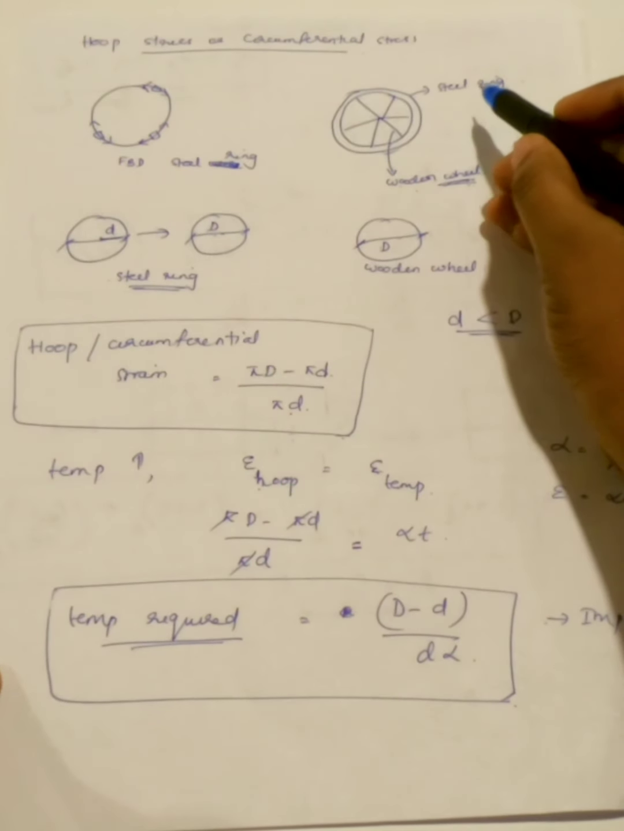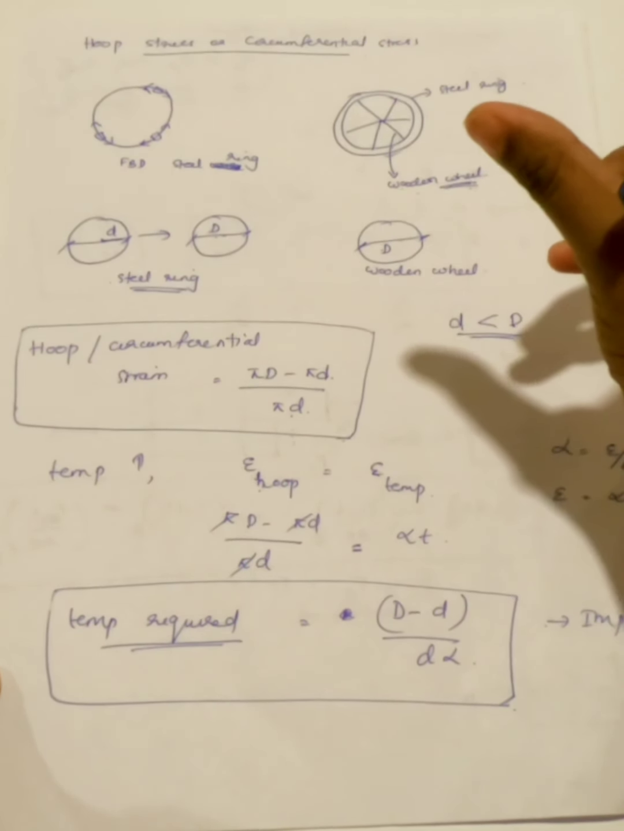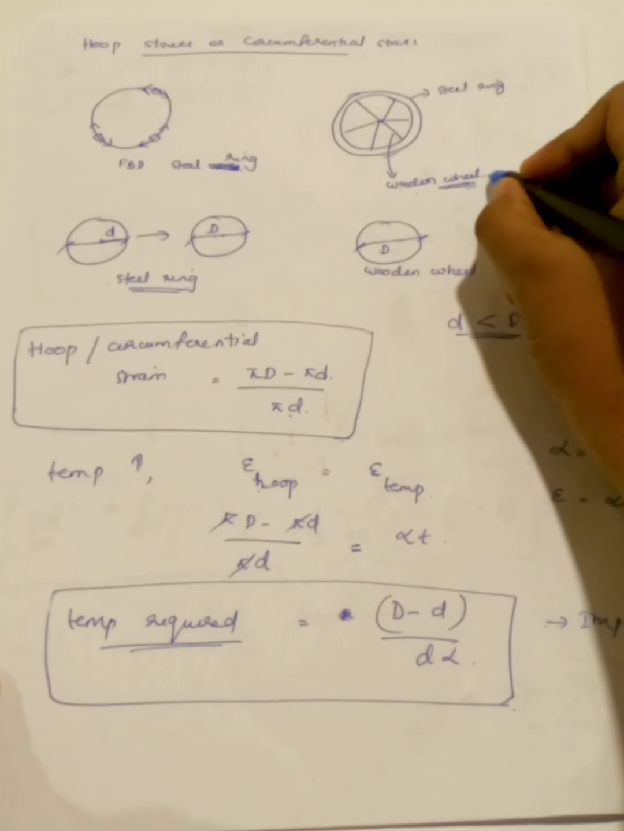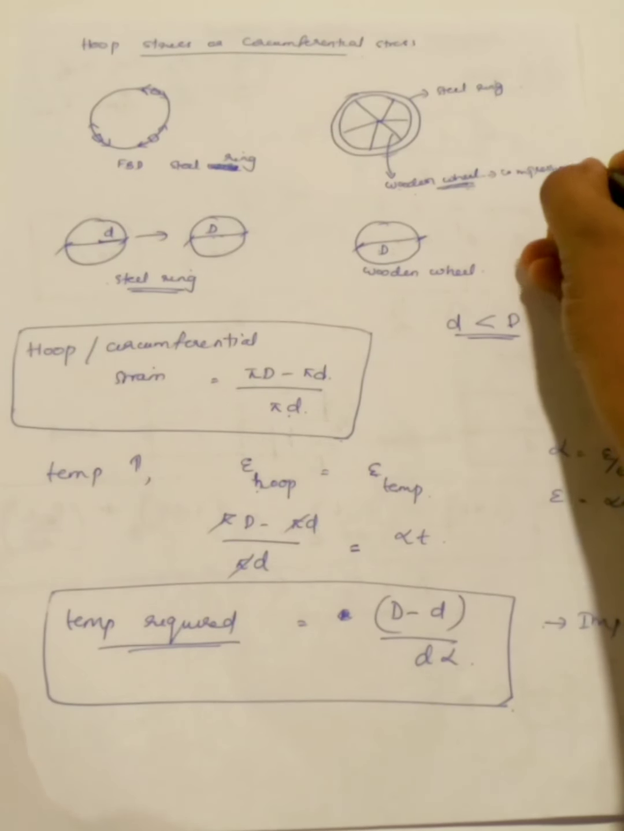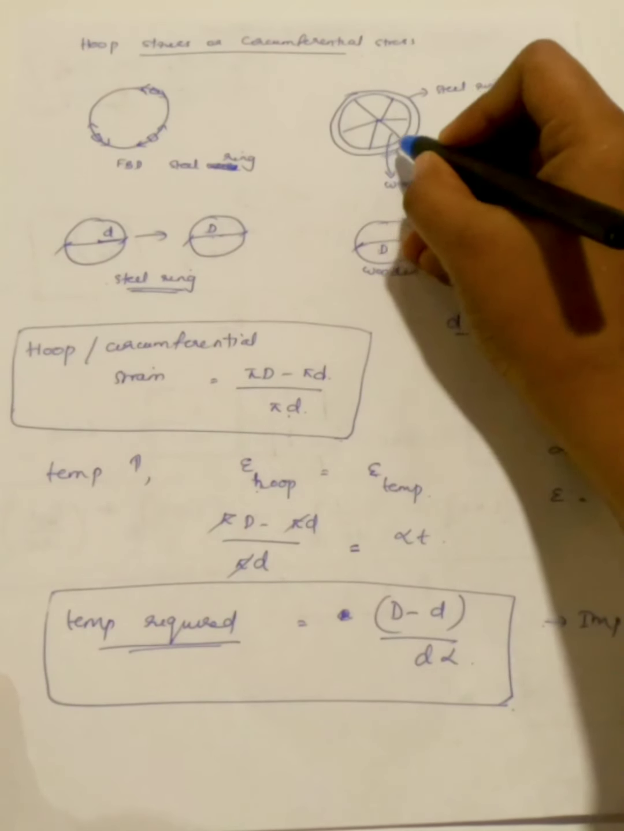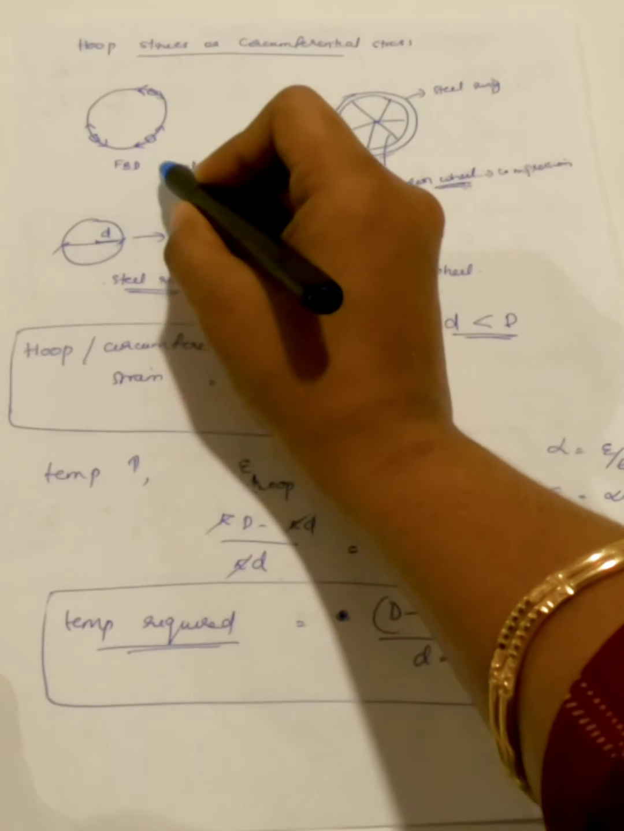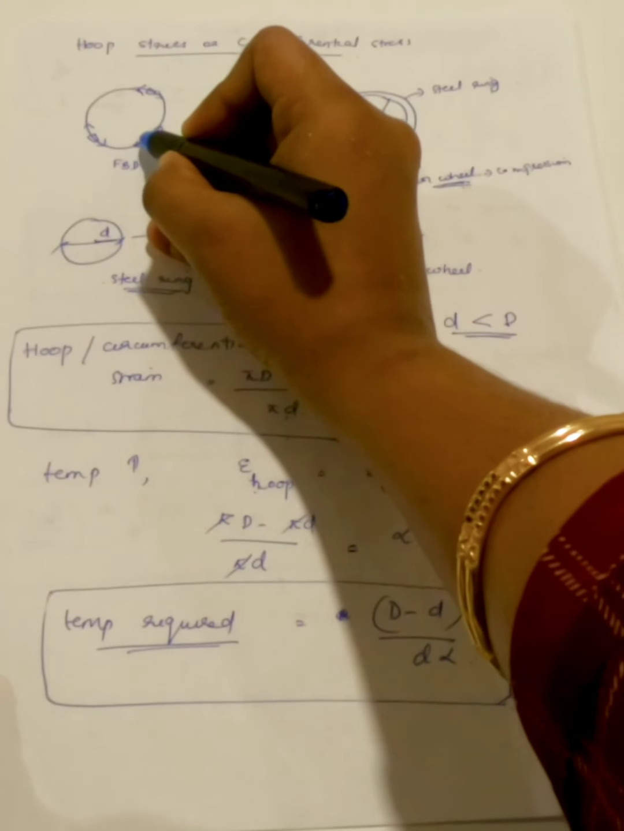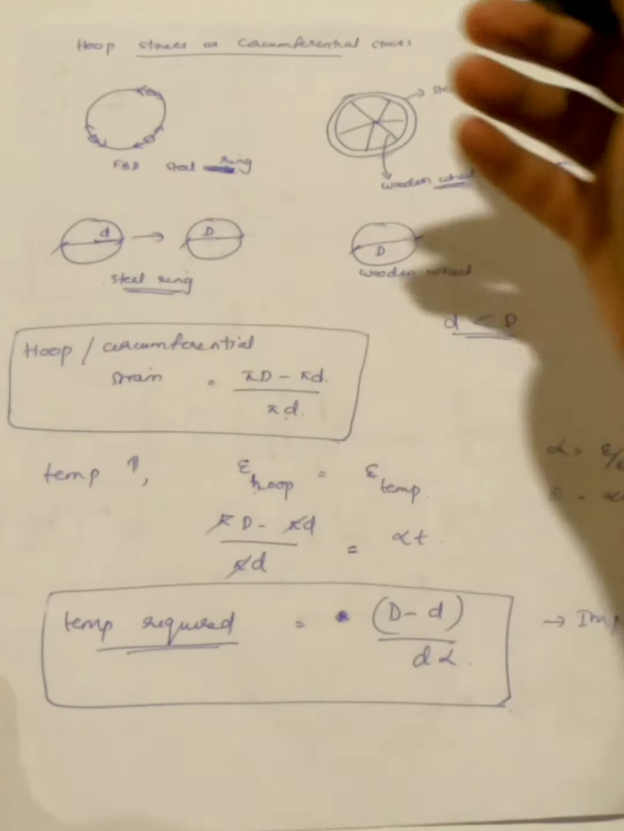See, when the steel ring is wound on the wooden wheel, the wooden wheel will be compressed. So the wooden wheel will be in compression, and the steel ring, which is now getting wound on it, will be in tension. This will be the free body diagram of the steel ring. Each and every fiber in that steel ring will be in tension. Okay, so that's it.